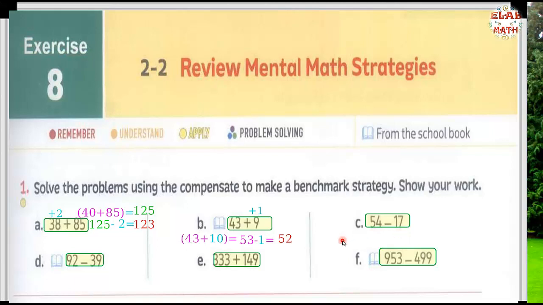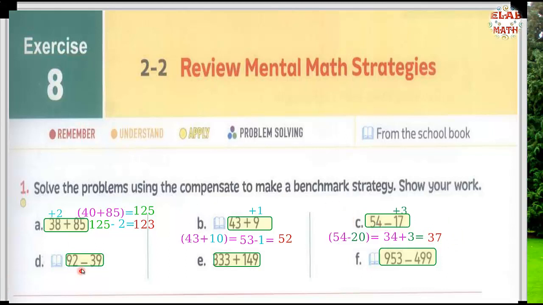After that, find the difference. As you see here, 54 minus 20 instead of 17, because we added 3 to 17. 54 minus 20: 4 minus 0 is 4, 5 minus 2 is 3, so 34. You should add more. Here we subtract the same amount, but here we should add the same amount. We should add 3 to 34 to make 37. 37 is the difference, or the answer.